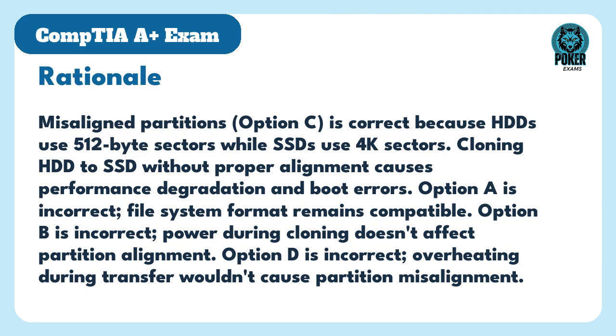Rationale. Misaligned partitions, option C, is correct because HDDs use 512 byte sectors, while SSDs use 4K sectors. Cloning HDD to SSD without proper alignment causes performance degradation and boot errors. Option A is incorrect. File system format remains compatible. Option B is incorrect. Power during cloning doesn't affect partition alignment. Option D is incorrect. Overheating during transfer wouldn't cause partition misalignment.